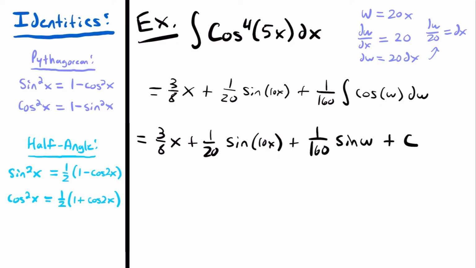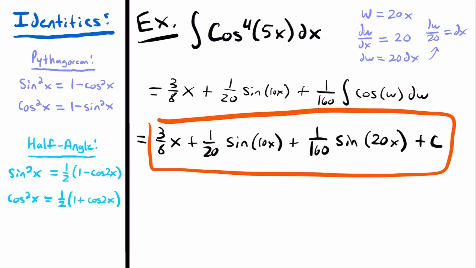And remember that w is equal to 20x, and so if I rewrite this, we'll have sine of 20x plus c, and that is the final answer to this trigonometric integral. Okay, so that was a lot of work because we had a lot of terms that resulted from using our half-angle identity, but in the end, we were able to find the solution to this integral that otherwise we wouldn't be able to integrate without the half-angle identity.